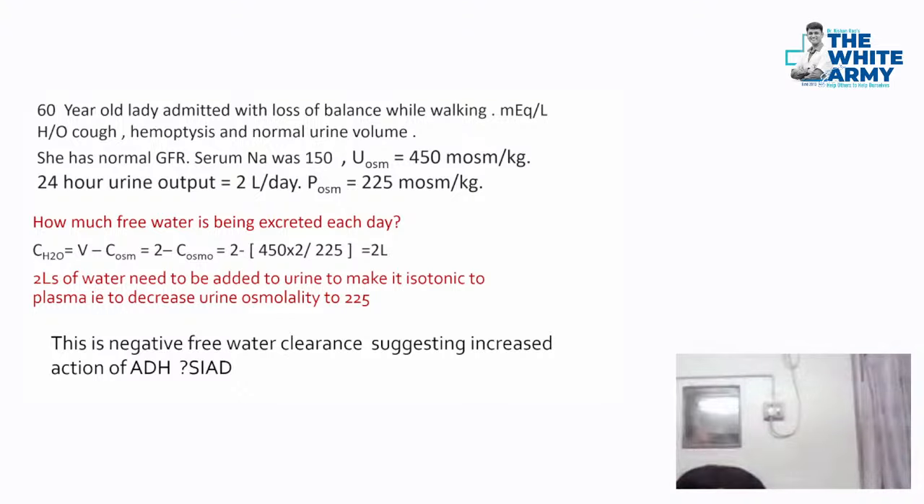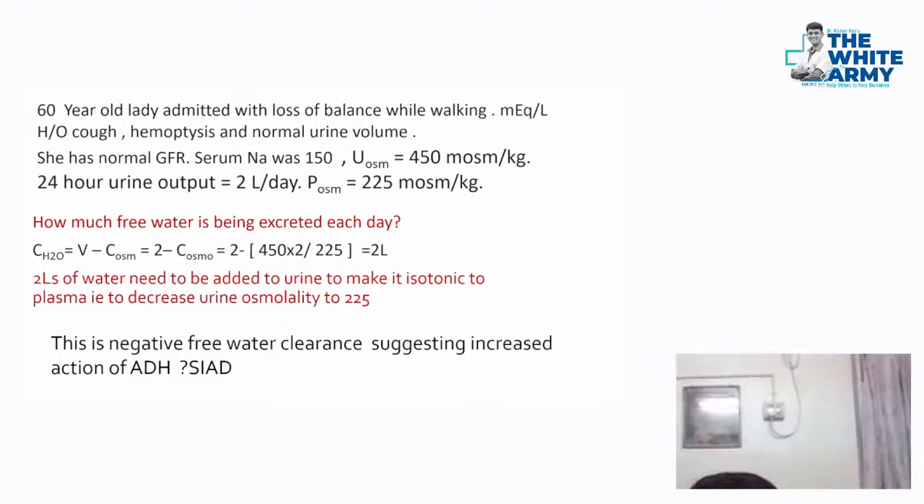This 60-year-old lady was admitted with loss of balance while walking. She also gives history of cough, hemoptysis, and normal urine volume. She has normal GFR. Sodium was 150, that is hypernatremia. Urine osmolality was 450. 24-hour urine output was 2 liters per day. And plasma osmolality was 225. So it's very obvious that she has got a very high urine osmolality. That means ADH is acting in excess.